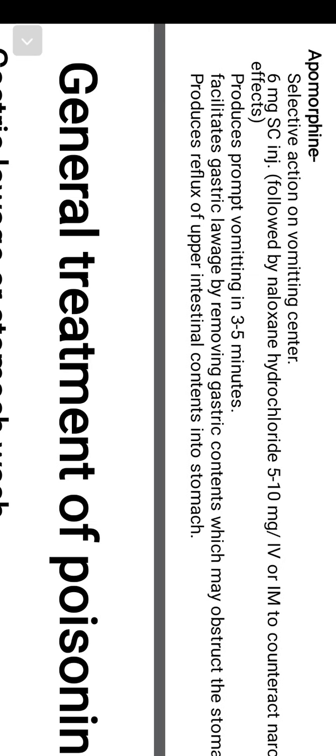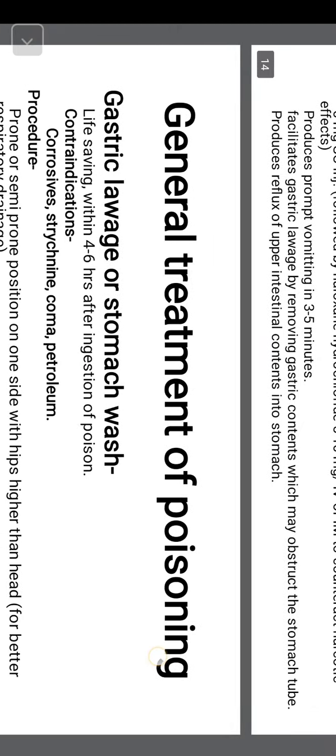Then apomorphine is a medicine which can be given in the hospital when the patient has been shifted to the hospital and still some amount of poison is present in the stomach. You can take it out by inducing the vomiting by giving him apomorphine, which is having selective action on the vomiting center. We have seen all these things yesterday.